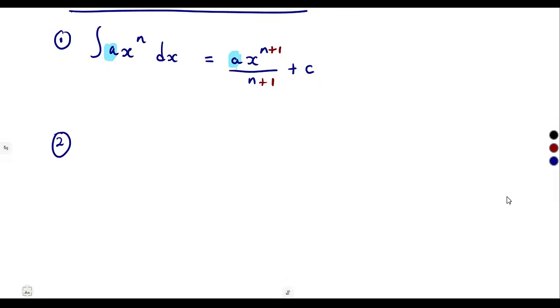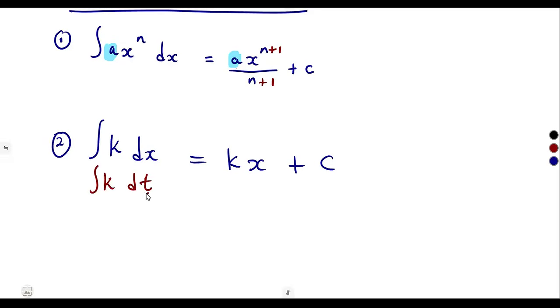The integral of a constant: if you're given k as a constant with respect to x, then we're going to have kx plus the constant of integration. What am I trying to say here? If it is the integral of k with respect to t, the constant that you're given is supposed to multiply what you're integrating with respect to. So it's going to be kt plus c.